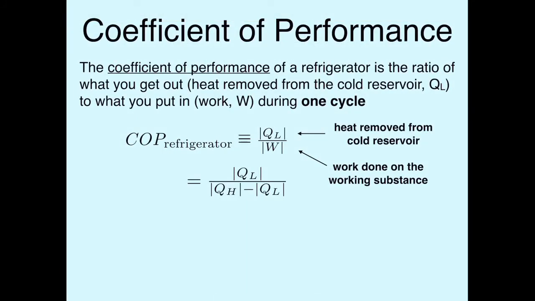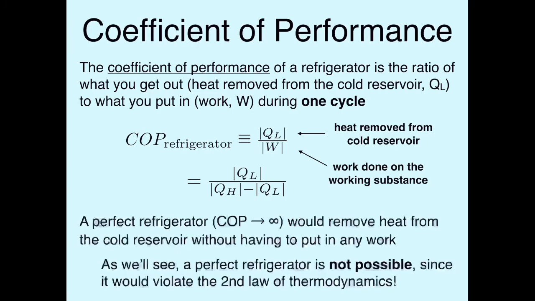Okay, so what we just showed is that you can rewrite the coefficient of performance as QL divided by QH minus QL. And again, this is useful because everything is expressed in terms of the heat. And so the next thing to think about is what would it mean to have a perfect refrigerator? So what I mean by a perfect refrigerator is it still removes heat from the cold reservoir, so you still get this QL, but you don't even have to put in any work. So you don't even have to run a motor, you don't have to use any electricity to power the refrigerator. It's just cooling off the inside without any input of work.